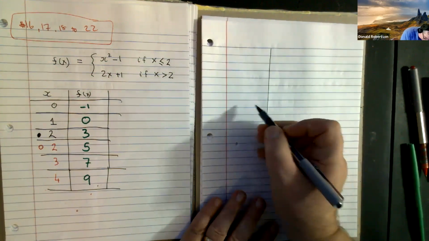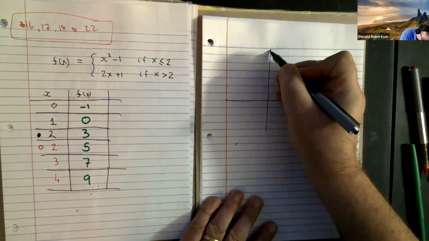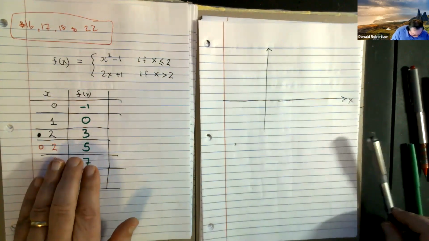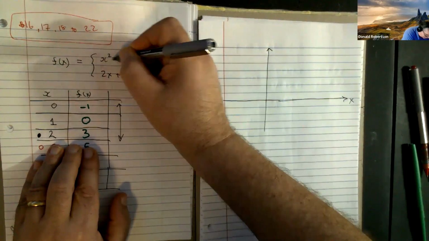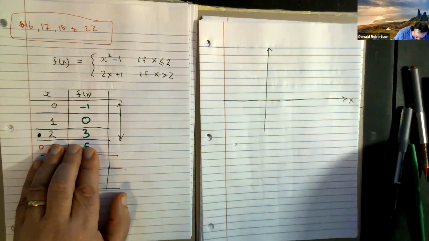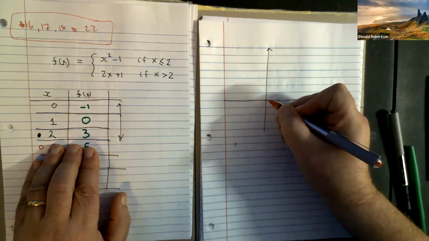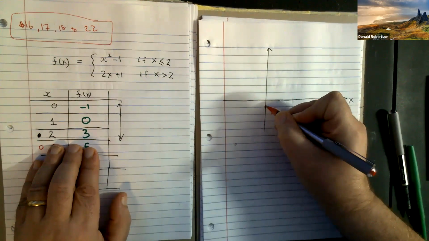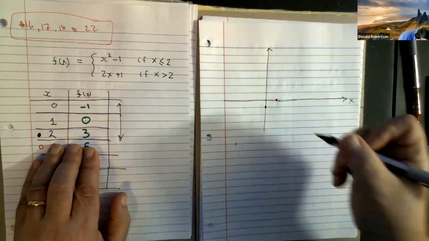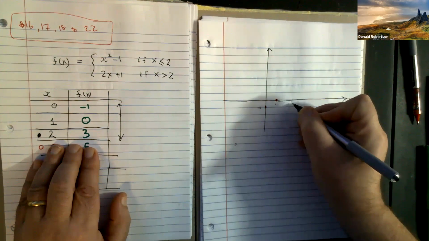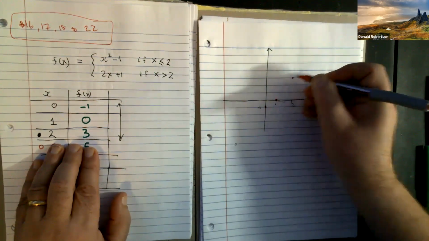So here is my X and Y axis. And I'm going to do it in two pieces. These guys here belong to that row. So I'm going to plot them. What did we get? 0, -1, which is there. 1, 0, which is there. I guess I should put in some numbers. -1, 1, 2, 1. And 2, we got 3.